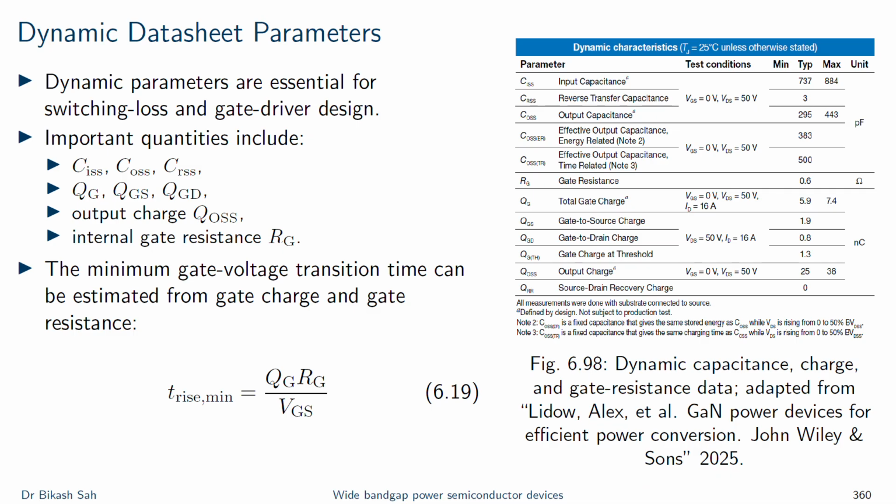This is an example of a dynamic datasheet parameter that you have got in here. Dynamic datasheet parameters are technically essential for gate driving and switching loss design. So CISS, COSS, CRSS describe capacitive behavior. QGS, QGD describe the charge required for different parts of the gate transition. QOSS describes the output charge. Internal gate resistance influences how fast the gate voltage can change with an ideal external driver. These are all things that you see in there, and there is also an equation that gives a simplistic estimate of minimum gate voltage transition time using the gate charge, gate resistance, and gate voltage.